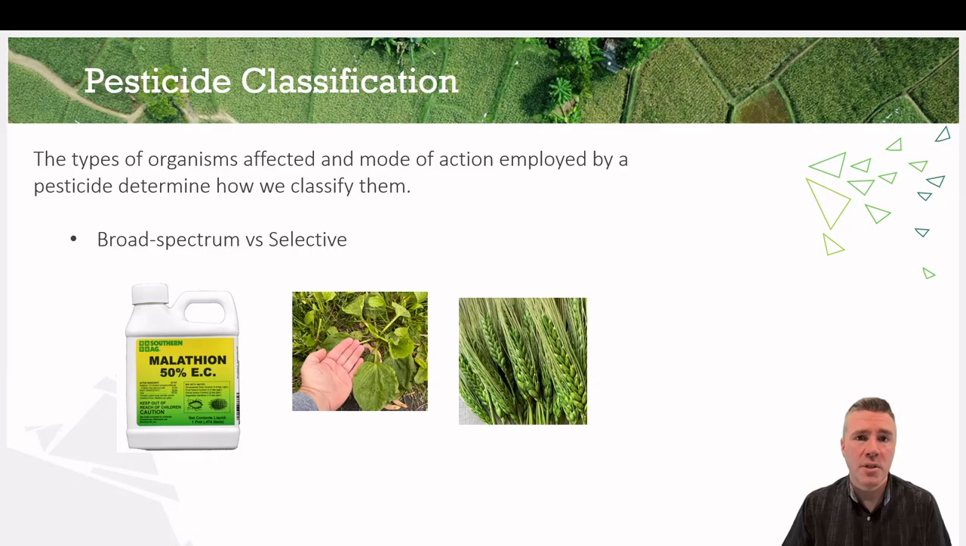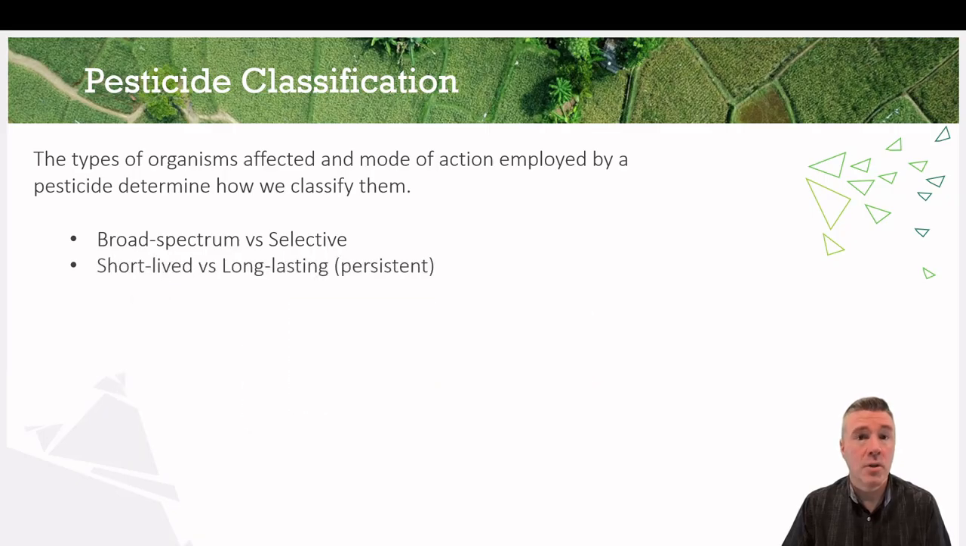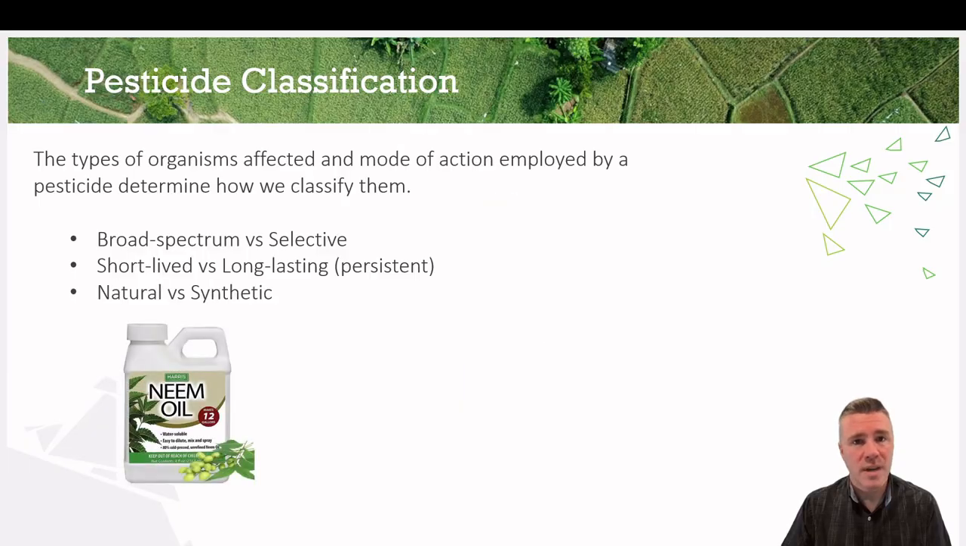Another important distinction is persistence. Short-lived pesticides break down quickly, while persistent ones, like some pyrethroids, remain in the environment longer and provide extended protection. Likewise, some pesticides are synthetic chemicals, while others are derived from natural sources such as neem oil, extracted from the seeds of the neem tree, or pyrethrum, extracted from flowers.